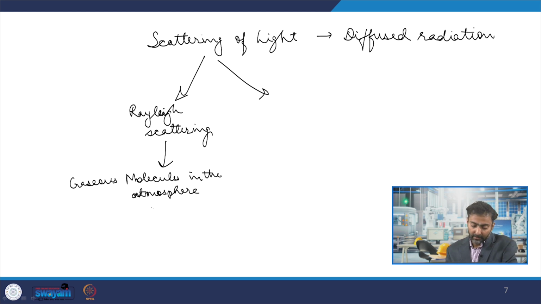And the interesting thing is that this Rayleigh scattering is proportional to lambda to the power minus 4. So, the intensity or the amount of scattering which would happen due to Rayleigh scattering is inversely proportional to the fourth order of the wavelength of the light. What that means is that the smaller the wavelength, the larger is the Rayleigh scattering.